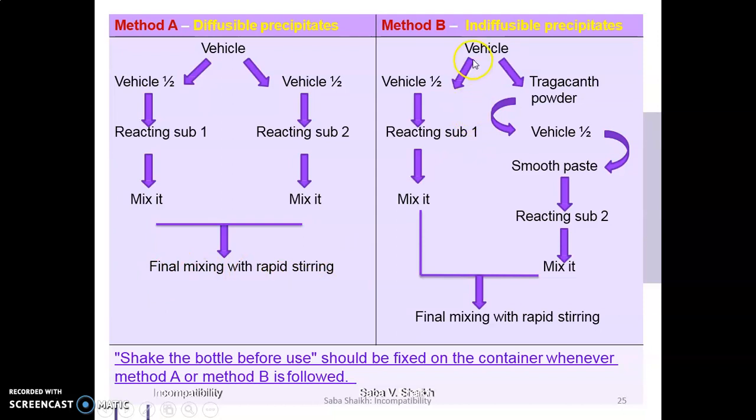Similarly, in method B, we have to divide the vehicle into two parts, but part 1 is completely the same as in method A. In part 2 of method B, in the other half quantity of vehicle, you have to add tragacanth powder first and then add the vehicle. It will form a smooth paste. In this smooth paste, you add reacting substance 2 and mix it, and then part 1 and part 2 of the vehicle are mixed for a final mixing with rapid stirring.